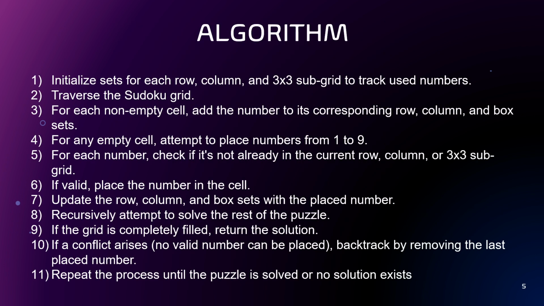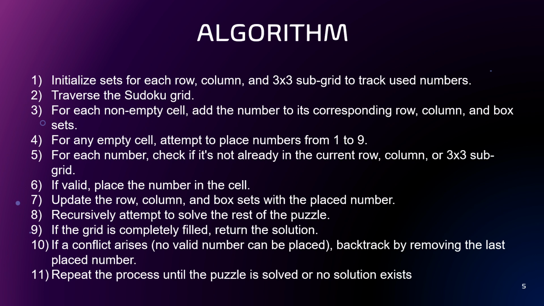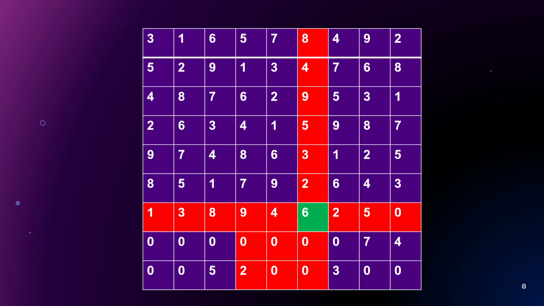Here it says, if valid, place the number in the cell. I will be placing 6 in place of 0, which is my next step. And after that, what should I do? I have to update the row, column and box sets with the placed number. So after placing 6 in place of 0, I shouldn't place 6 again in the corresponding row, column and 3x3 subgrid. So 6 exists in the 7th row, 6th column and 8th 3x3 subgrid.